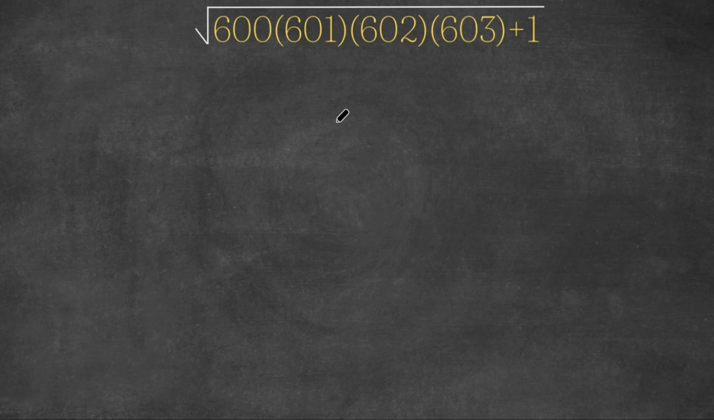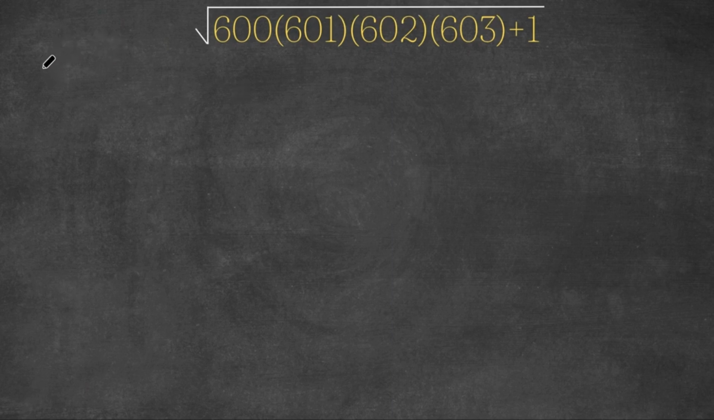In today's video, I'm going to be teaching you guys how to solve this problem without a calculator. So, as you can see, we have the square root of 600 times 601 times 602 times 603 plus 1. And if you notice, this is a consecutive set of numbers. We have 600, 600 plus 1 is 601, 601 plus 1 is 602, and 602 plus 1 is 603.